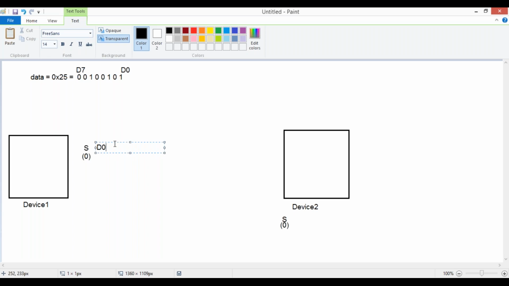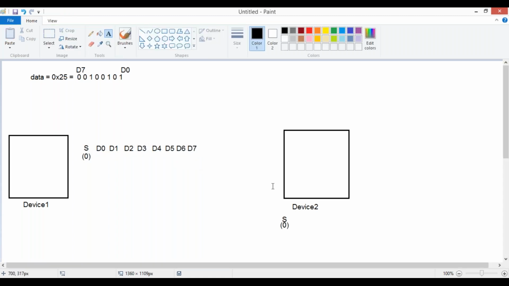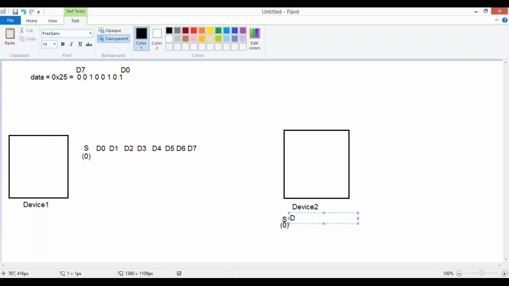Data will be transmitted from the LSB. First D0 will be transmitted. Then it will transmit D1, then D2, D3, D4, D5, D6, this way. One bit is getting transmitted at a time. And the way it is transmitted, the same way it will be received. So first D0 is transmitted, and D0 will be received here. Then D1 will be received here, then D2, D3. This way it will receive 8 bits up to D7.